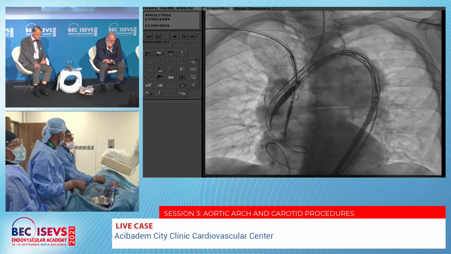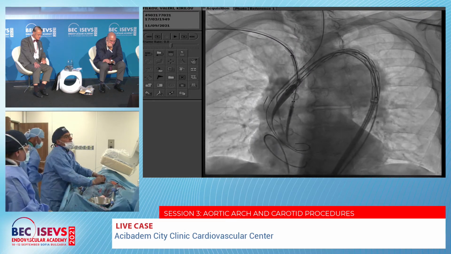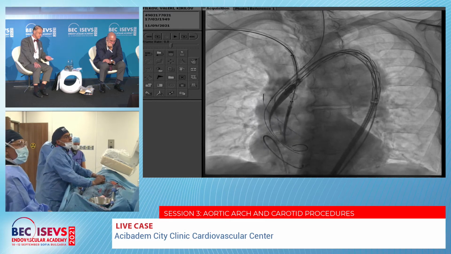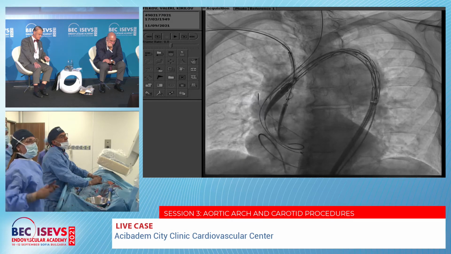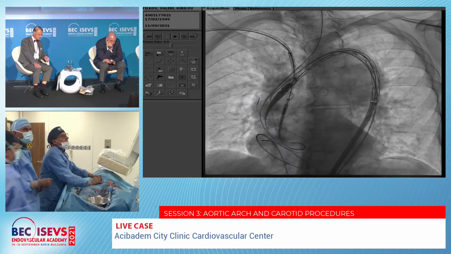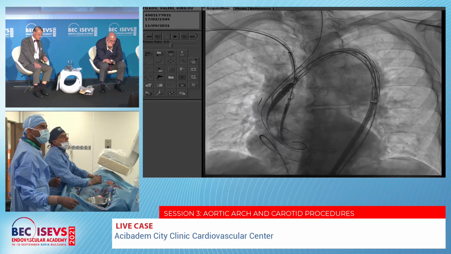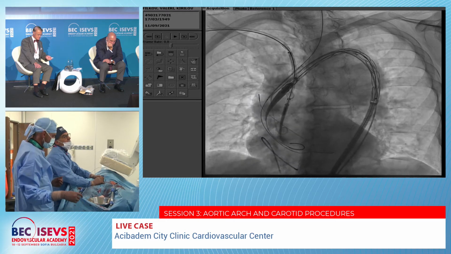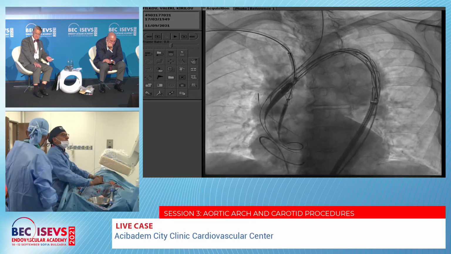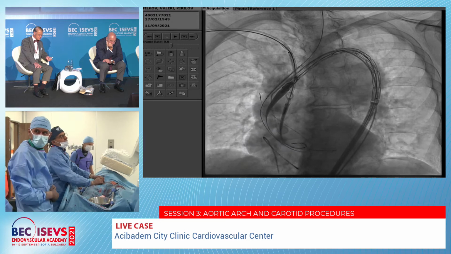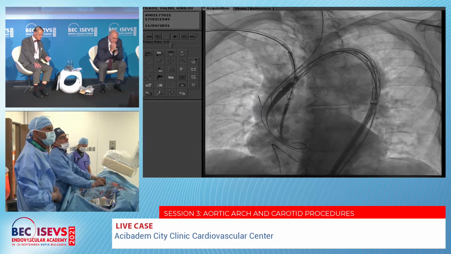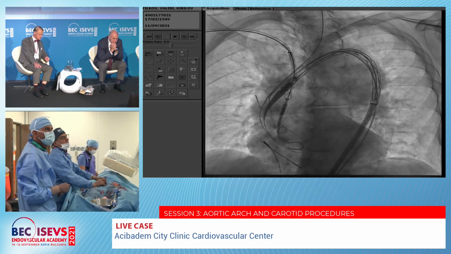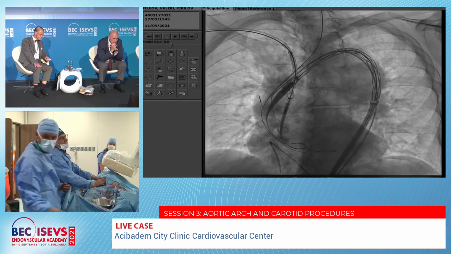In the meantime, we have removed the pacemaker from the left ventricle. Pace off. Pace off. Very fast.